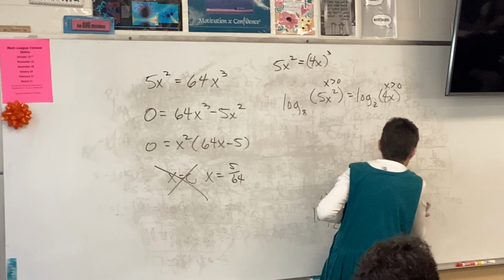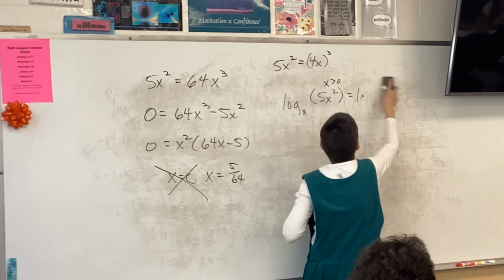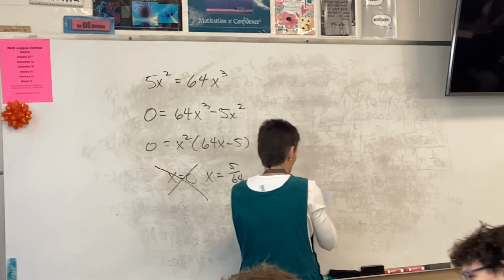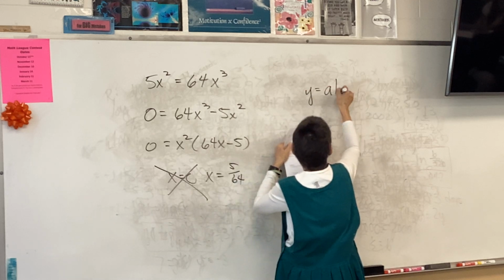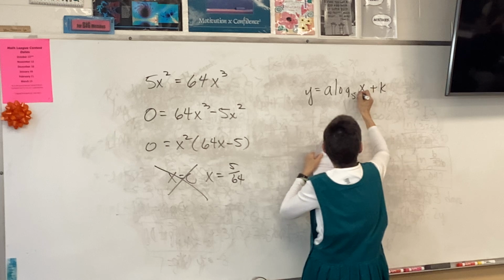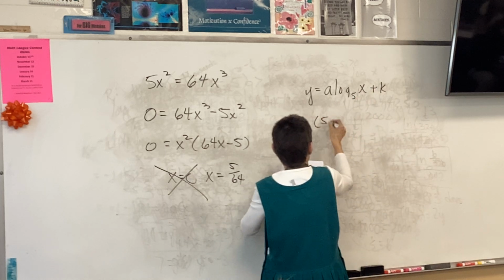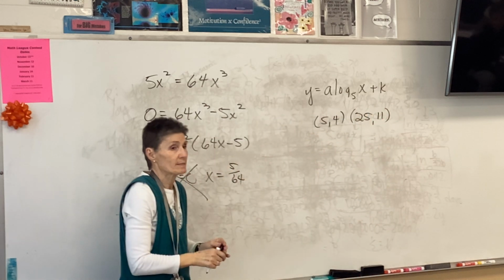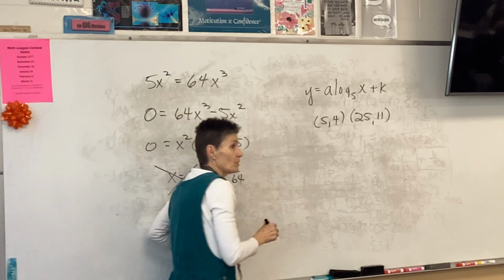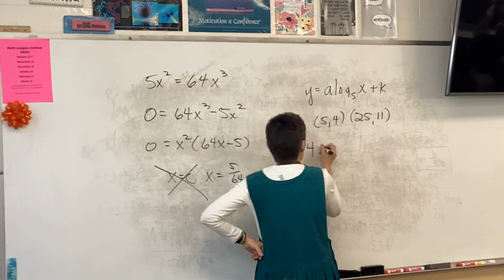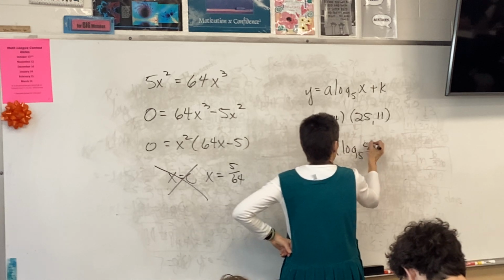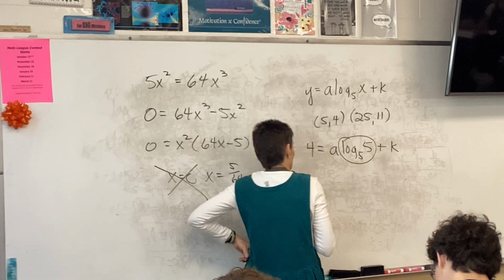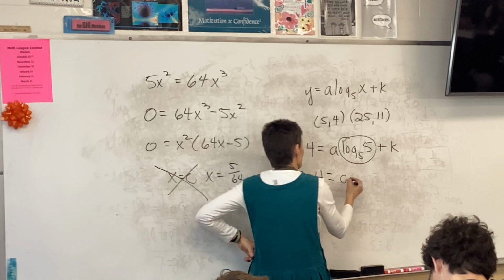All right, let's see what we got. I'm writing the equation of a logarithm. And what do I know? 5, 4. All right, so what am I gonna do? I got a couple points. What am I gonna do? Build the equations, absolutely. So 4 equals a log base 5 of 5 plus k. Well, that's really nice, because what's that? So 4 equals a plus k.